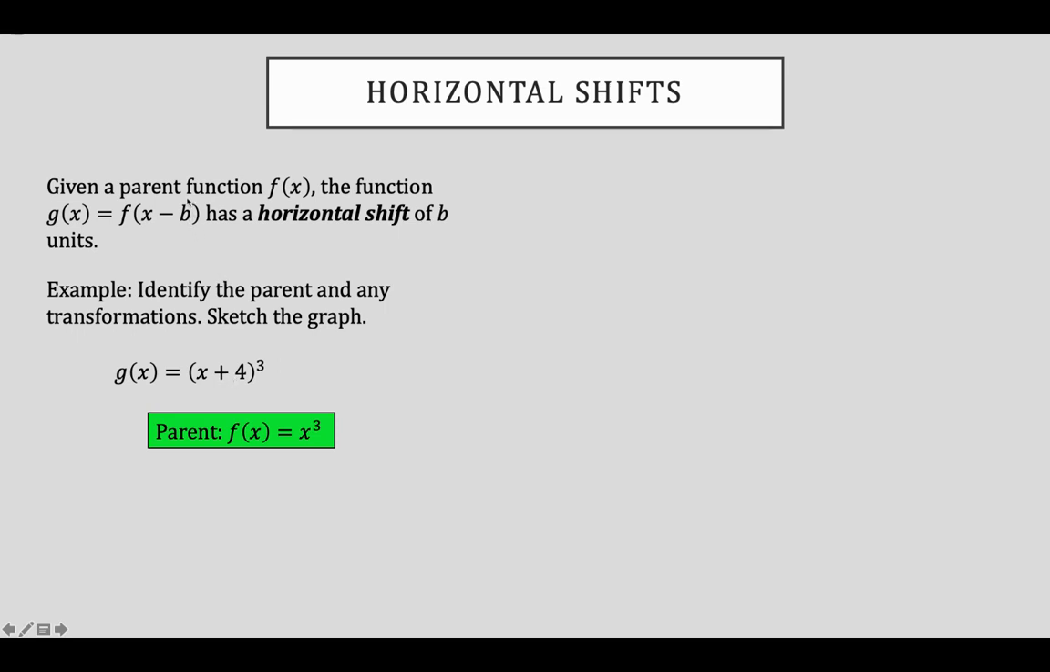Well, what does that mean for our constant b? Remember, this is f of x minus b. In this particular case, to get a plus 4, that would mean that b has to be negative 4. b tells us what our horizontal shift is, and because b is negative, that means we are going to have a horizontal shift to the left of 4.